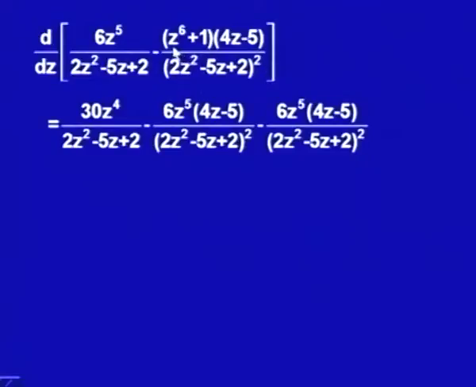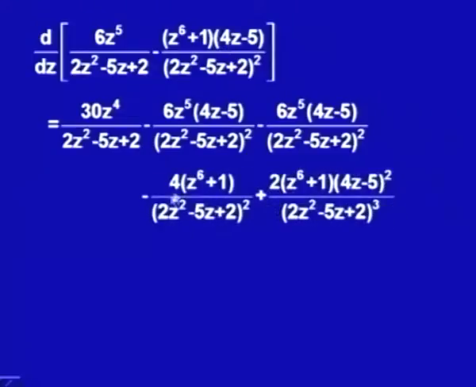So, the first function is z to the power 6 plus 1, its derivative is 6 z to the power 5, and all other functions are as such. Then we will go for the derivative of the second function and all other functions as such. The derivative of the second function is 4. So, we would get 4 times (z to the power 6 plus 1) upon (2 z square minus 5 z plus 2) whole square.